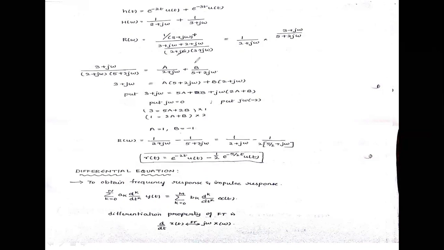Take A by 2 plus j omega and B by 5 plus 2 j omega. So to find the A and the B values, R of omega is equal to 1 by 2 plus j omega minus 1 by 5 plus 2 j omega, and again you can find R of t is equal to e power minus 2t mu of t minus 1 by 2 into e power minus 5t by 2 mu of t. It is a given function, the trigonometric function.